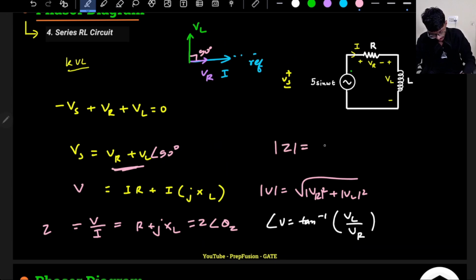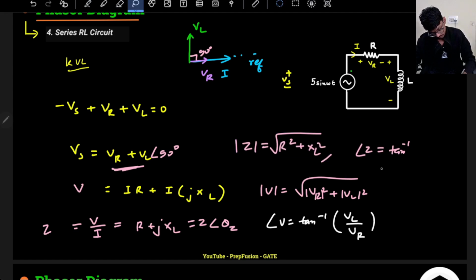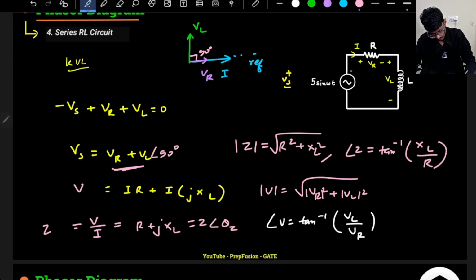The magnitude of Z, that is the amplitude, will be equal to the under root of R square plus XL whole square, and the angle of Z, or theta Z, will be simply equal to tan inverse XL by R. Okay, that will be your angle of Z.